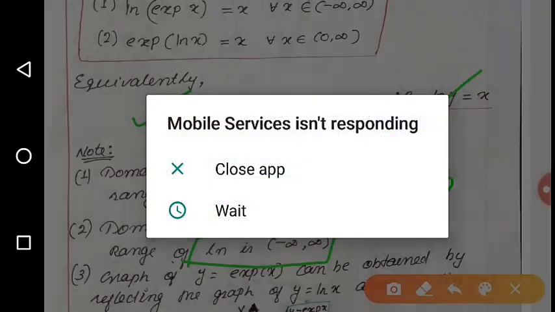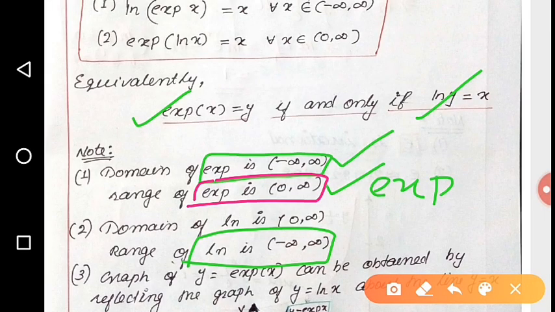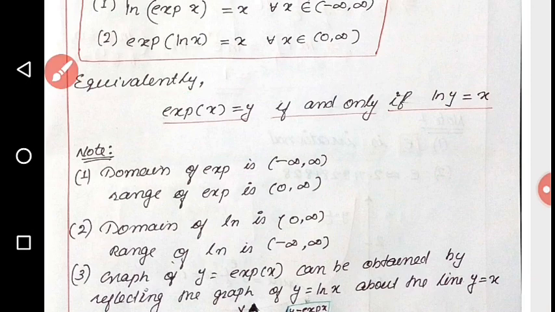Similarly, the range of the exponential function is 0 to infinity, that is the domain of ln is 0 to infinity, since they are inverse functions.